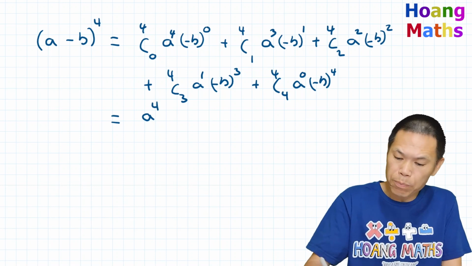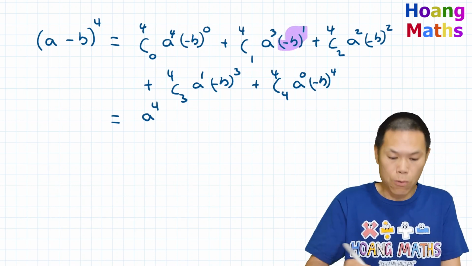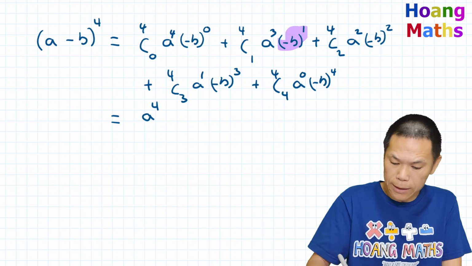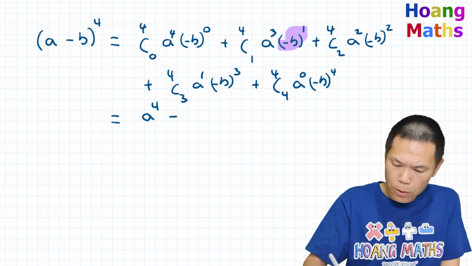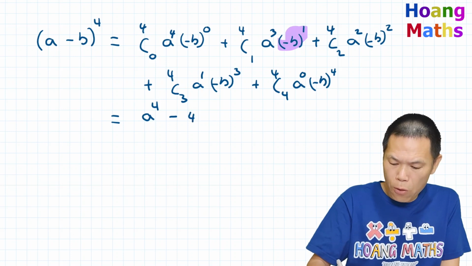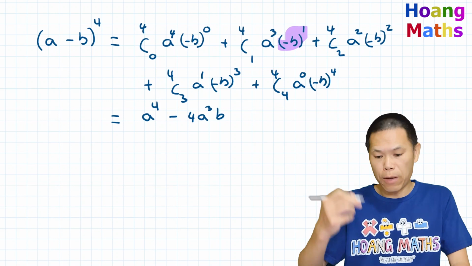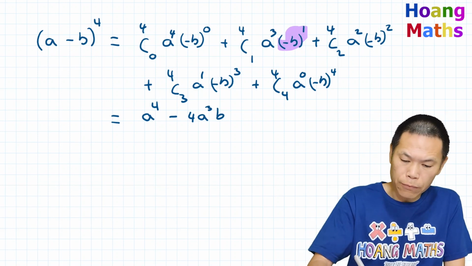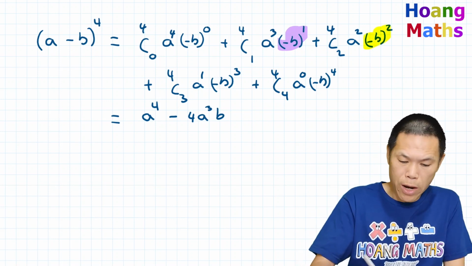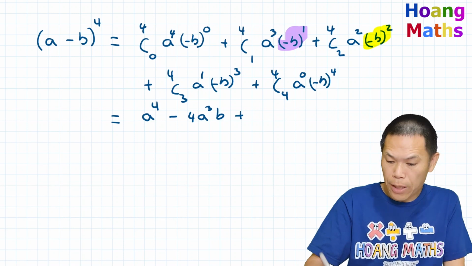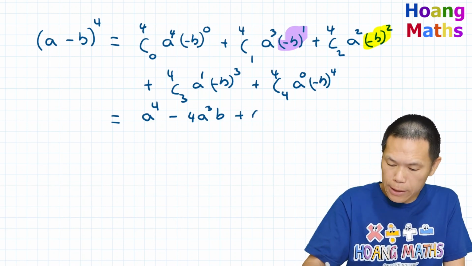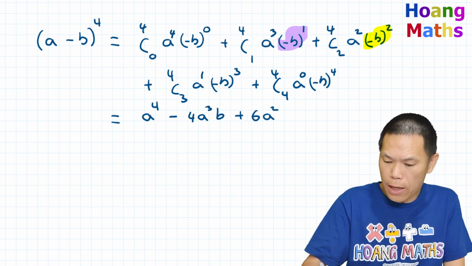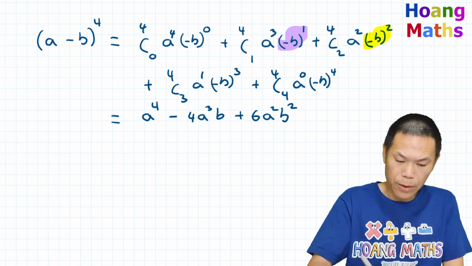And the second term, because of negative b power of 1, should give me a negative answer. So I put minus, and 4C1 is 4. So that should give me 4a power 3, b power 1, so we just write b. And then because of this term here, negative b squared, it should give me a plus. And 4C2 is equal to 6. So that is 6a squared b squared.